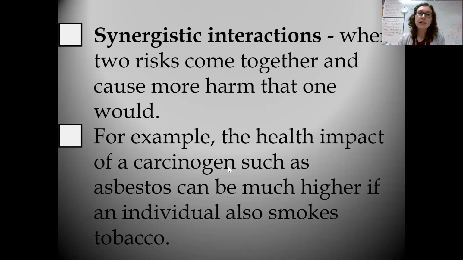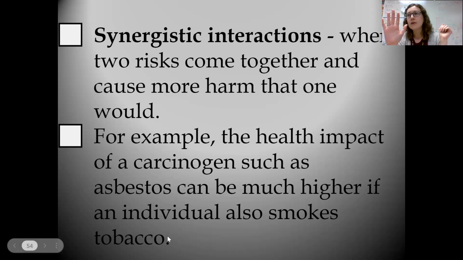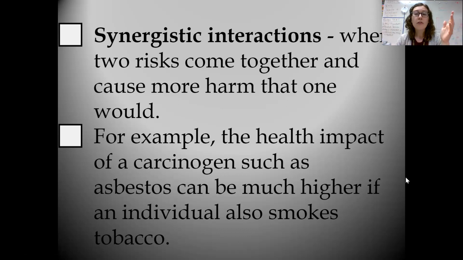So we got an example here. If I have a carcinogen, a cancer causing substance such as asbestos, the health impact is going to be much higher if an individual also smokes tobacco. So smoking tobacco can cause you lots and lots of respiratory impairment. Asbestos, also respiratory impairment, but also it's a carcinogen. Then these two effects are multiplied because an individual is exposed to both asbestos and they're also smoking tobacco. So again, we can call those comorbidities can fall into this subcategory here.